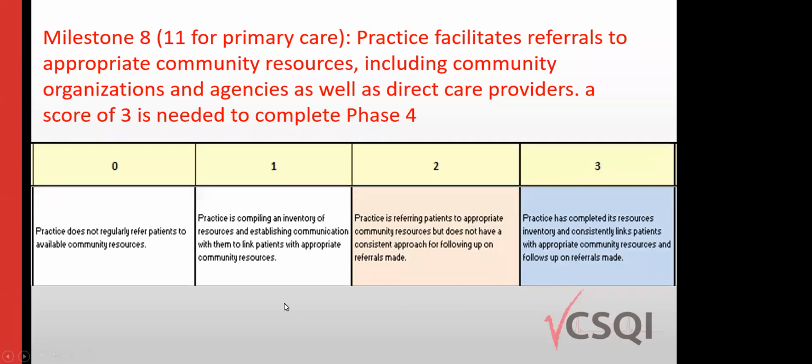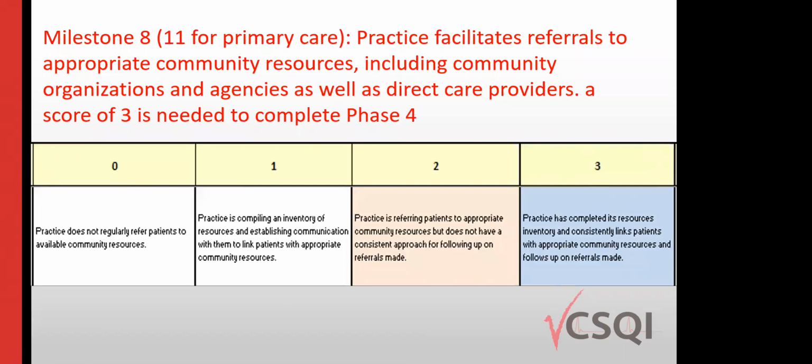So first we're going to focus on milestone number 8, which again is milestone number 11 for our primary care practices. It states that the practice facilitates referrals to appropriate community resources, including organizations and agencies, as well as direct care providers. A score of 3 is needed to complete phase 4.